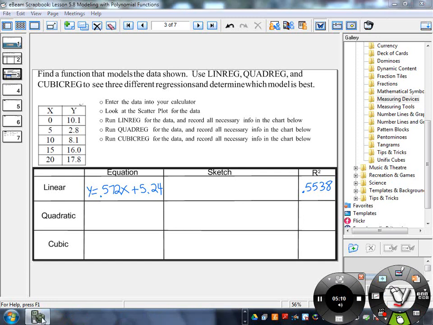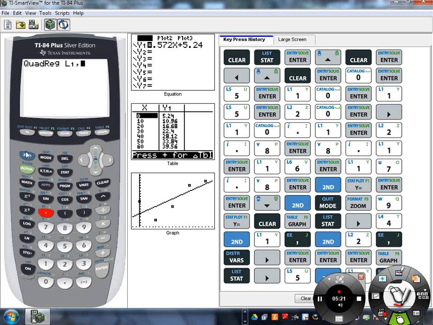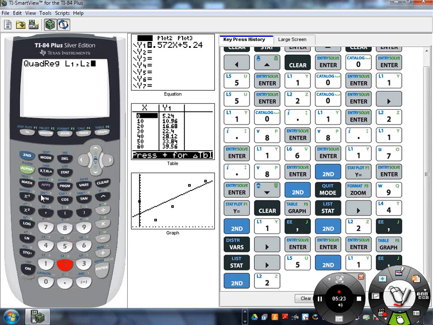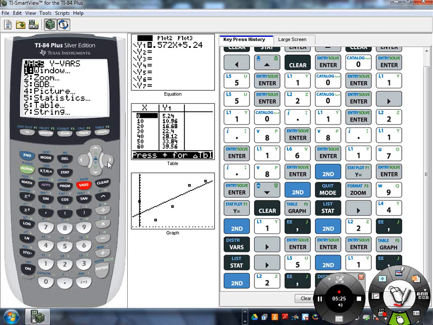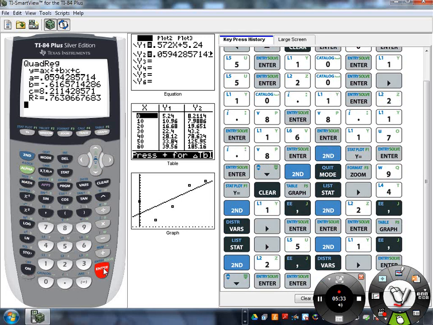So I am going to go back to stat and go to calculate again. And this time I'm going to choose choice 5, which is a quadratic regression. And again, I'm going to tell the calculator I want to use what's in list 1, list 2. And this time I want to keep my linear one in there, so I'm going to store it in Y2 instead of Y1 so that I have them both in there. Press enter.